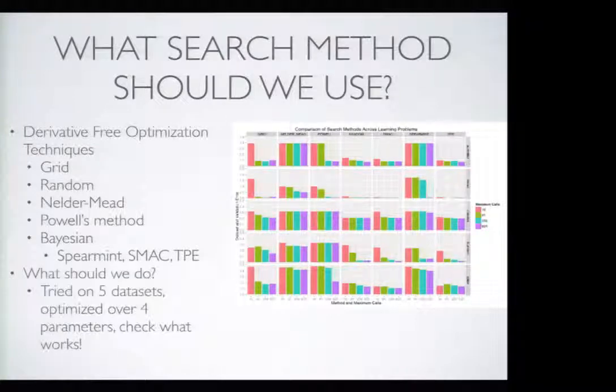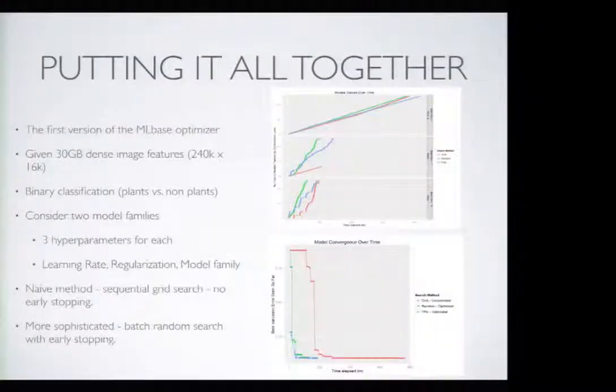So what we see, interestingly, is that random search actually outperforms any of the classical methods, which is surprising. How can random be that good? But a couple of the Bayesian methods anyway actually do slightly outperform random methods, so we went ahead and implemented them in our system. So putting it all together, we have the first version of the MLBase optimizer.